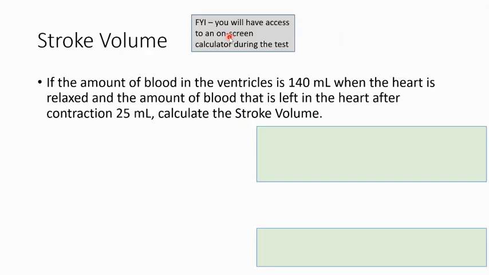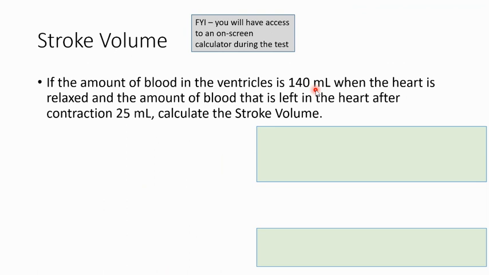So again, like I said, you're going to have access to an on-screen calculator during the test. Let's say the amount of blood in the ventricles is 140 milliliters when the heart is relaxed. So think about what that is. What number does that mean if I'm telling you 140 milliliters and the heart is relaxed? And the amount of blood that's left in the heart after contraction is only 25 milliliters. So again, what is that number representing?